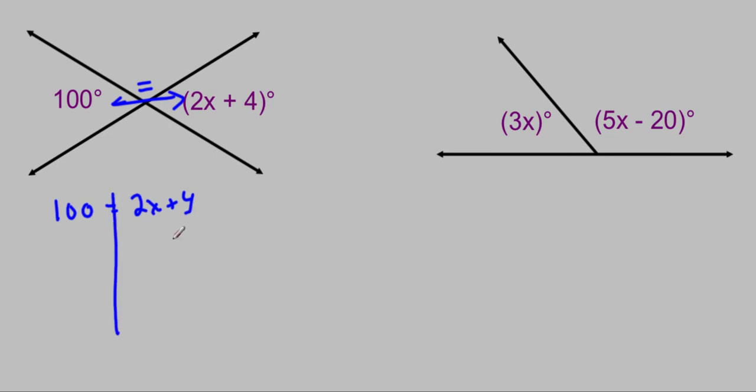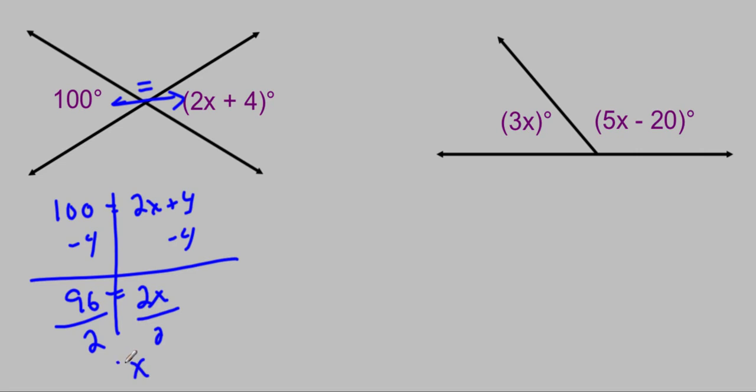So I solve my equation, subtract 4 from both sides. 2x is equal to 96. Divide both sides by 2. And x is equal to 48. And think about it there for a second. Go back up, fill in my answer here. If this angle is 100, I know that this angle has to be 100 as well, which is 2 times 48 is 96, plus 4 gives me 100. So I would have gotten the same thing either way.